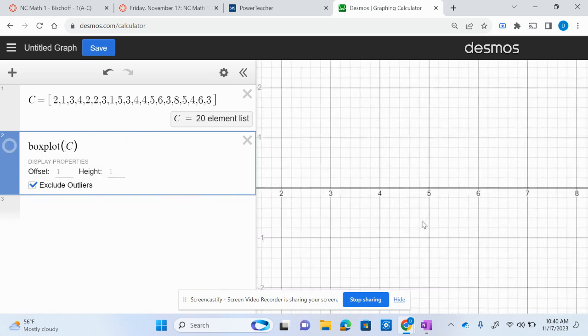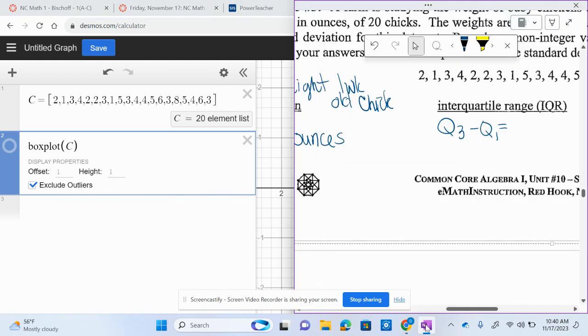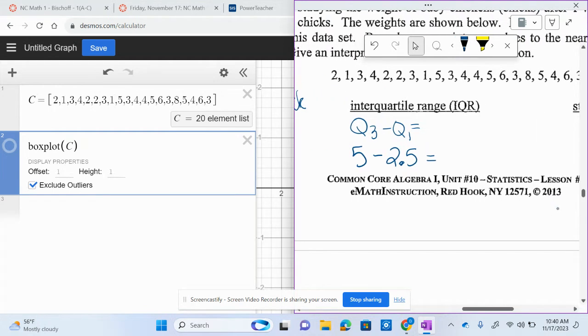Well, I'm just going to give you the information from the notes. Sorry, guys, no box plot picture. You're just going to have to trust me. So for the interquartile range, Q1 is 2.5 and Q3 is 5. So we take 5 minus 2.5, which means my IQR, my interquartile range, is 2.5 ounces.